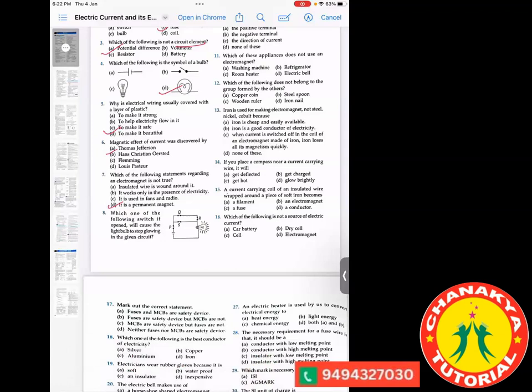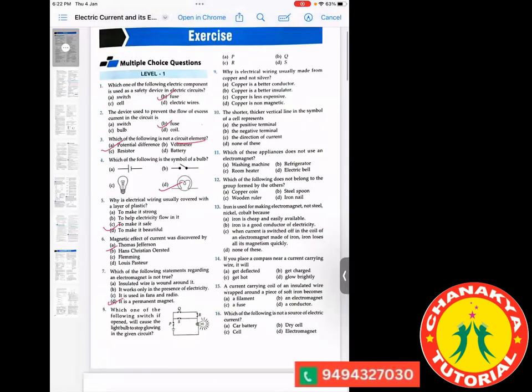Question number 8, Yashwant. Which one of the following switches, if opened, will cause the light bulb to stop glowing in the given circuit? Ma'am, it's P, ma'am. Yeah. So P, if we remove the P, then what happens? The bulb does not glow. Anubhav, question number 9.